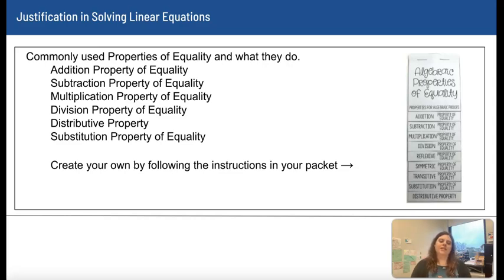Hey y'all, in this video we're going to go over justifying or justification in solving equations. So in the last time you made this lovely foldable and glued it into your notes. You see how I don't have to hold it, it stays right there. So make sure you've glued it in to your notes, and now you can turn the pages as you need.